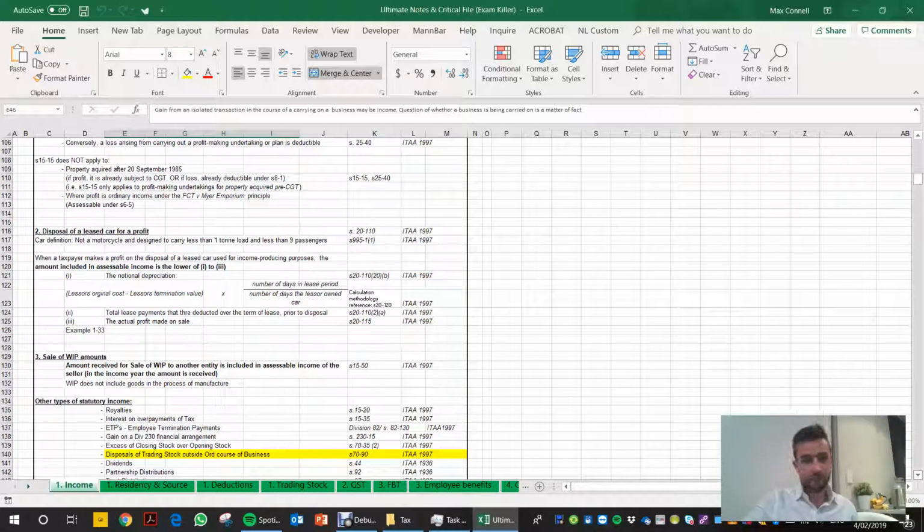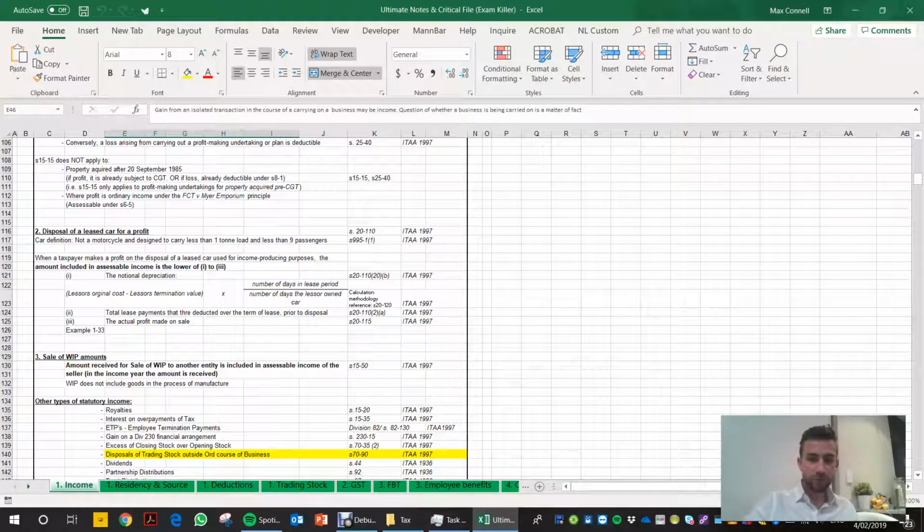Okay, so the next very specifically mentioned statutory income in the Income Tax Act 1997 is the disposal of a leased car for profit. This doesn't come up very often, and the definition is self-explanatory. There is a formula that you need to calculate the notional depreciation on it. If you ever get this in a question, just refer back to this section. I'm probably not going to go through it. Just follow the formula. It's not too difficult.